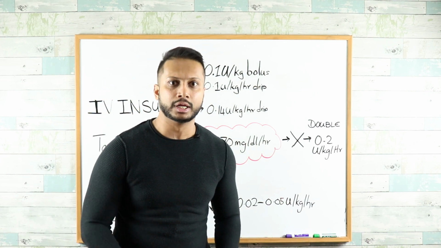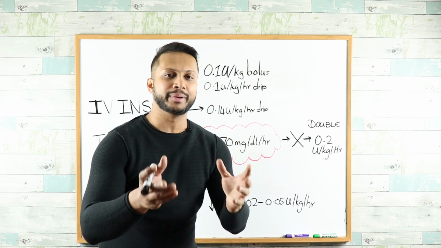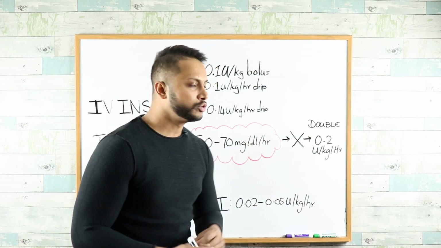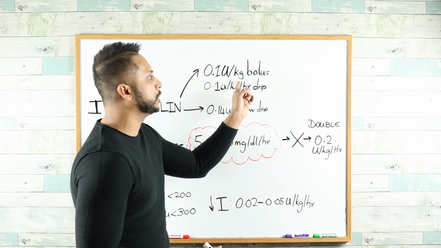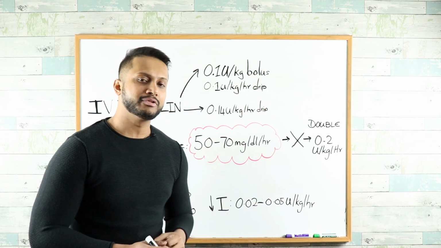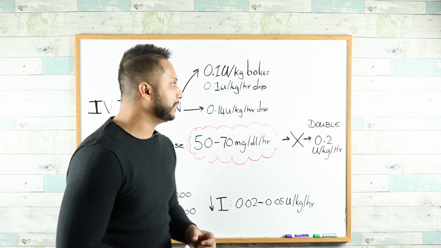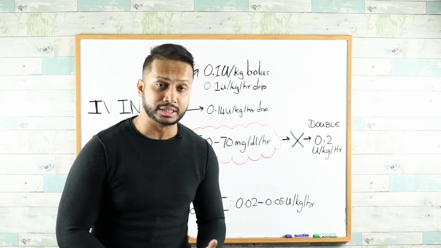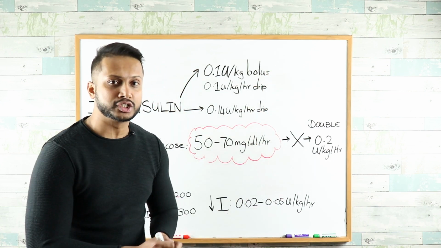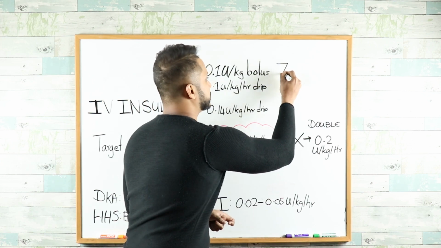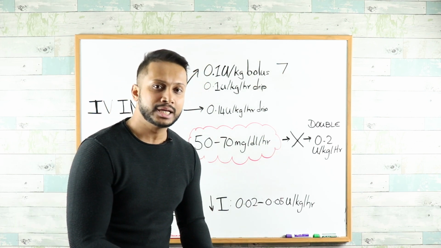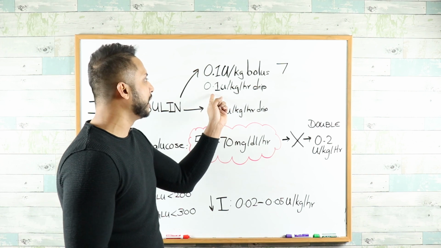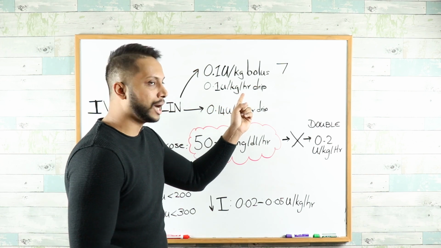It's pretty straightforward. So I want to put this into an actual patient perspective for you. If I use 0.1 unit per kilogram as a bolus, and somebody was 70 kilograms, 0.1 unit times 70 is going to give you 7 units. So I would give 7 units first off as a bolus. And once my bolus is complete, I will give 0.1 unit per kilogram per hour.